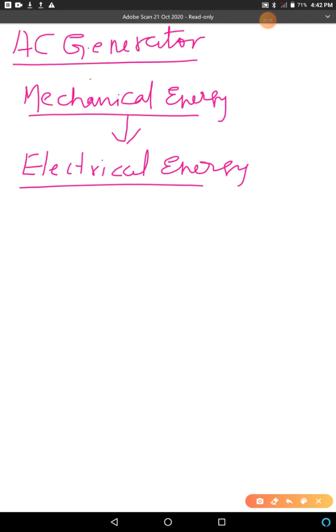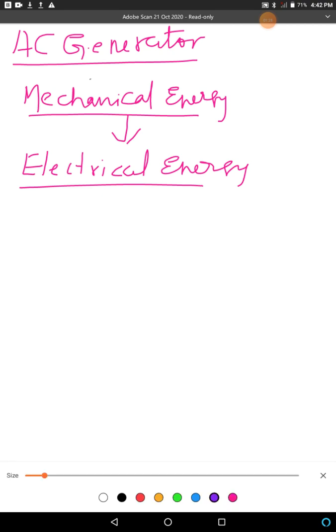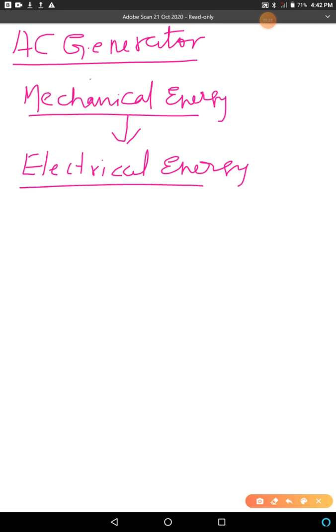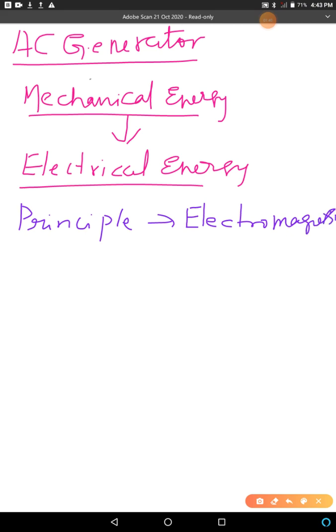You know this AC generator works on the principle of electromagnetic induction. They may ask, what is the principle behind the working of an AC generator? The principle behind the working of an AC generator is electromagnetic induction, EMI. This is the principle behind the working of the AC generator.